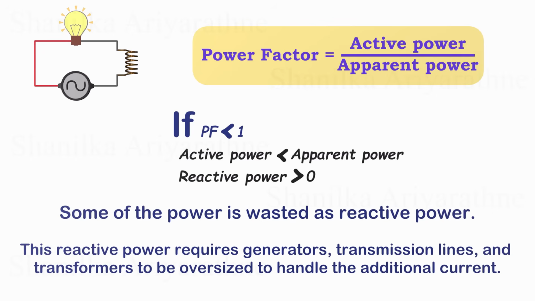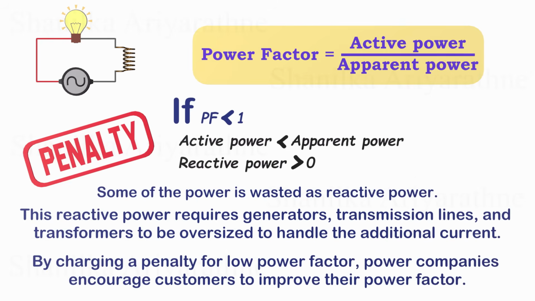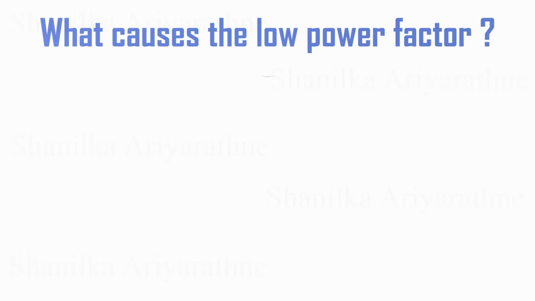Additionally, reactive power causes voltage fluctuations and energy losses in the transmission lines, further reducing efficiency. By charging a penalty for low power factor, power companies encourage customers to improve their power factor and reduce their reliance on reactive power. What causes the low power factor?